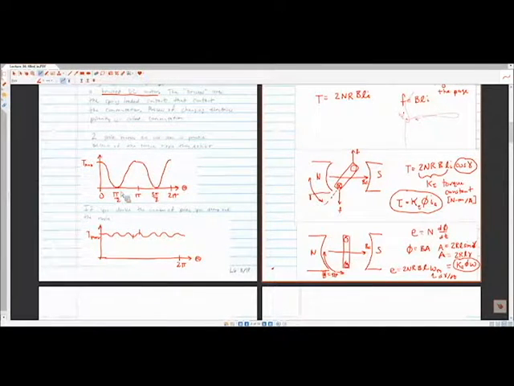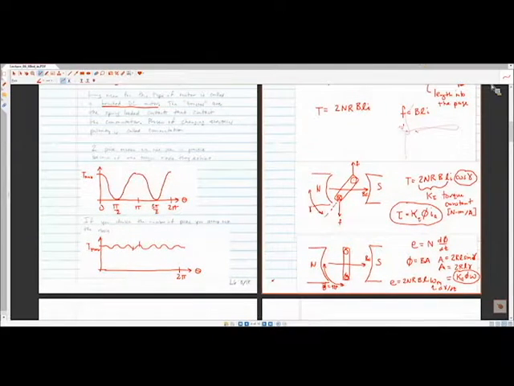So, just a recap from what we were looking at on Wednesday. On Wednesday, we were just starting to describe the basic function of DC brushed motors, including the fact that you have basically two major components. I'd say three major components of a DC motor.